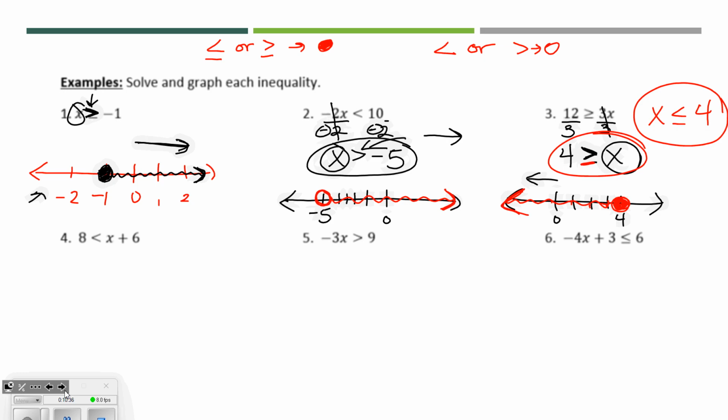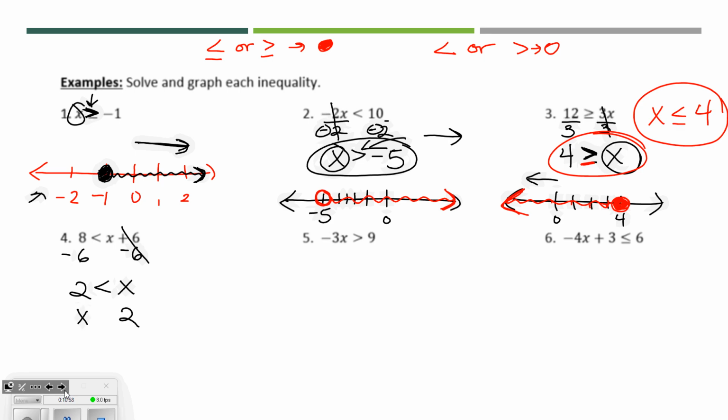All right, let's go on to number 4. So to get x by itself, we're going to subtract 6 from both sides. 8 minus 6 is 2 is less than x. Now, this is that issue that I was saying before about number 3. My variable's on my right-hand side. I could leave it like that and graph it, or I could flip the x and the 2.